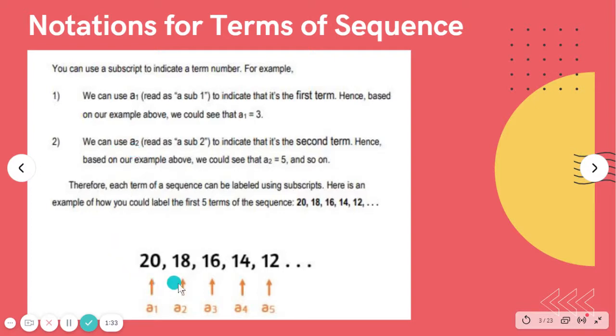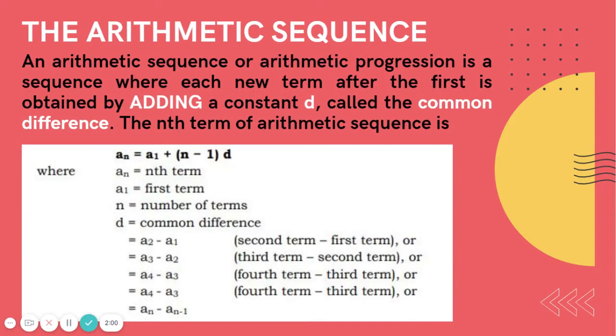Katulad ng nakikita nyo dito, class. A sub 1, meaning to say 20 is the first term. A sub 2, the second term, ang ibig sabihin yan, our second term is 18. A sub 3, which is 16, meaning to say our third term is 16. So that's the way on how we put notations on our terms.